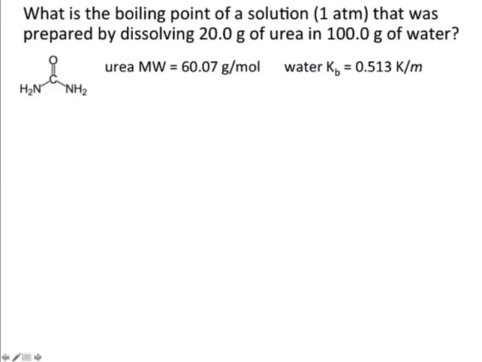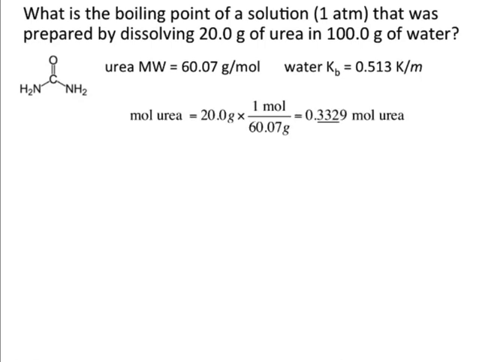All right, so quick example. So here we have 1 atmosphere, and let's assume it's exactly 1 atmosphere that was prepared. What's the boiling point of a solution at 1 atmosphere where you have 20 grams of urea in 100 grams of water? So we need to know molality for this. So we have to calculate molality first. So here's moles of urea.